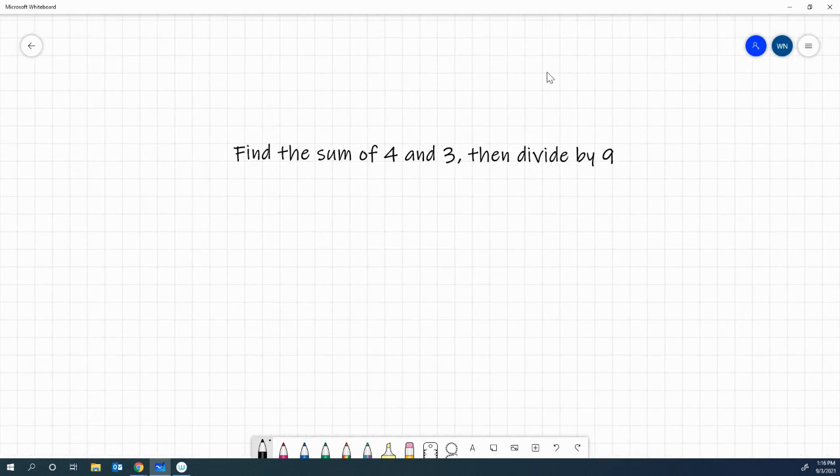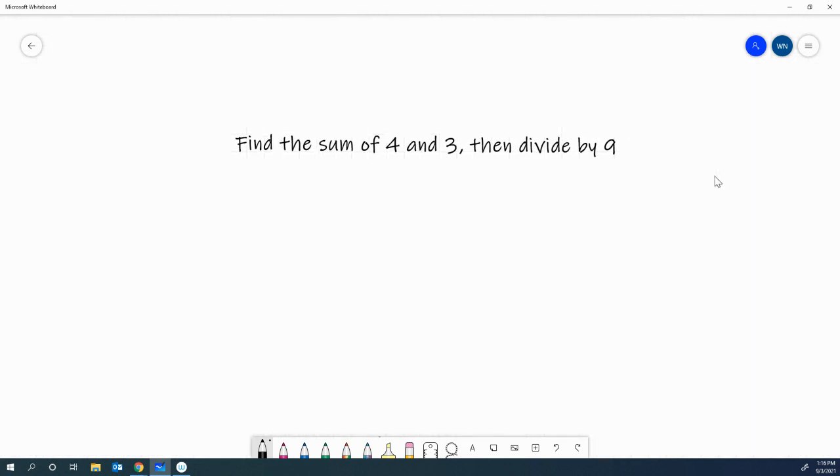Let's try this last one. Find the sum of 4 and 3, then divide by 9. Go ahead and try it out. For the important words, you should have thought about sum, which is addition, and divided by, which is division. So find the sum of 4 and 3, super easy. There's a comma, so we know it's got to be parentheses. Then divide by 9.